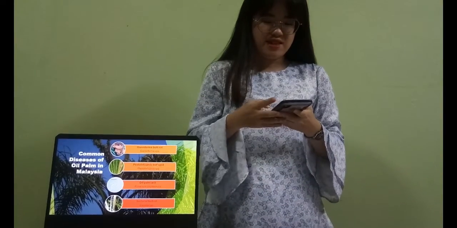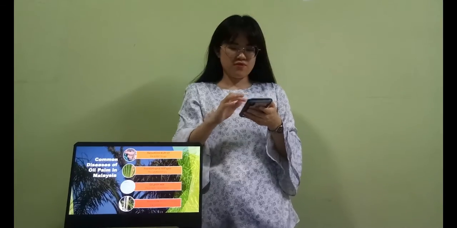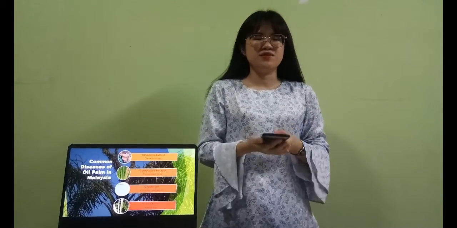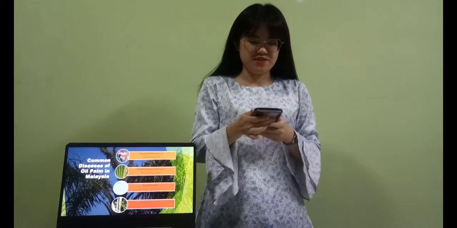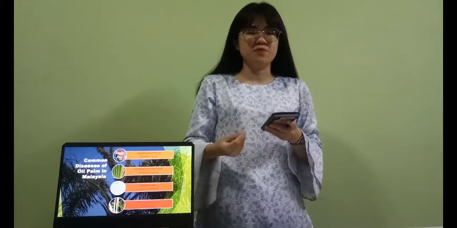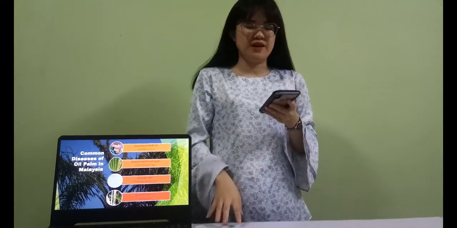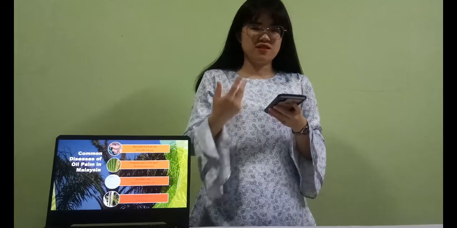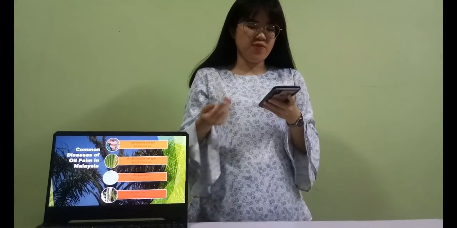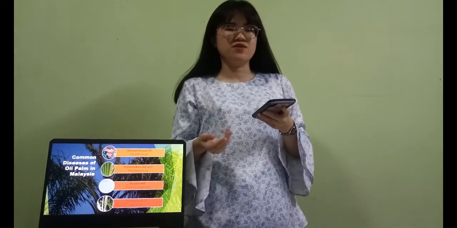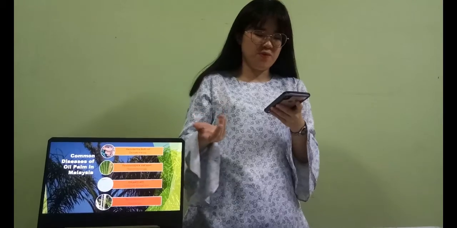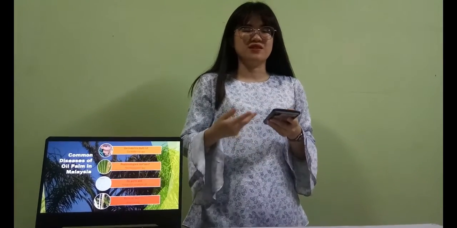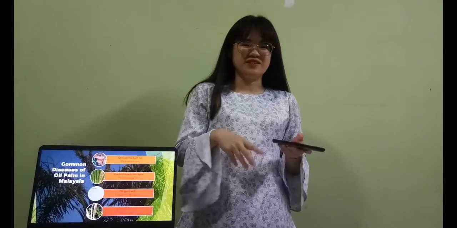Okay, about the Ganoderma disease, it is very commonly found in Malaysia, and it is caused by the fungi Ganoderma sp. This disease will reduce the growth of palm, and it will cause the green foliage of the palm to become pale green. This disease will cause the palm to die very early.